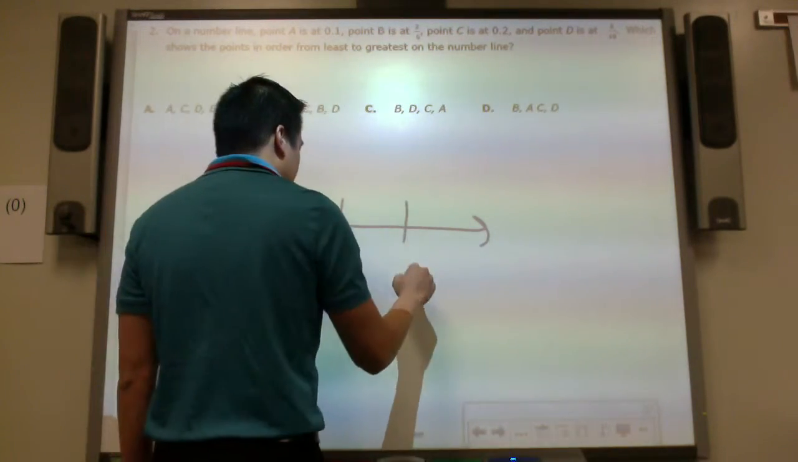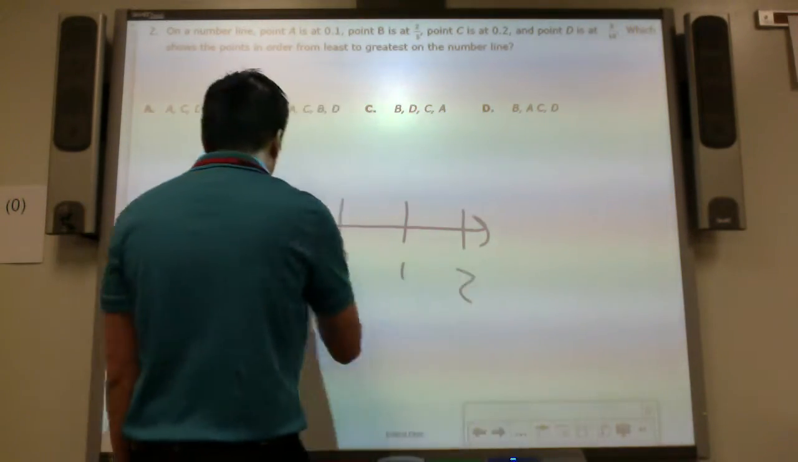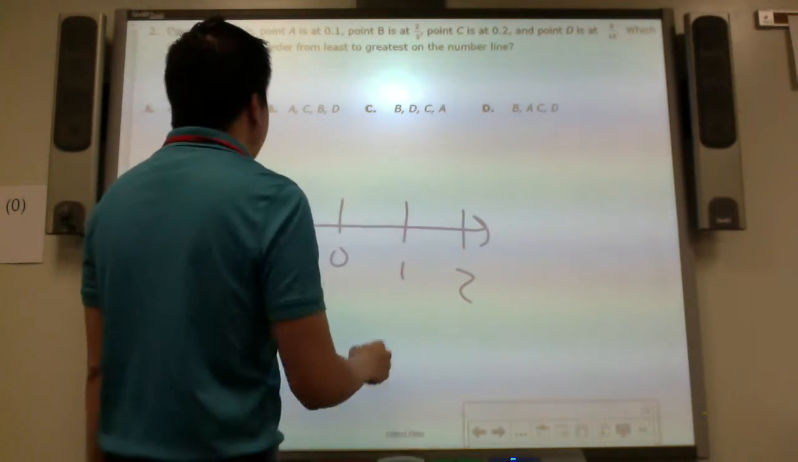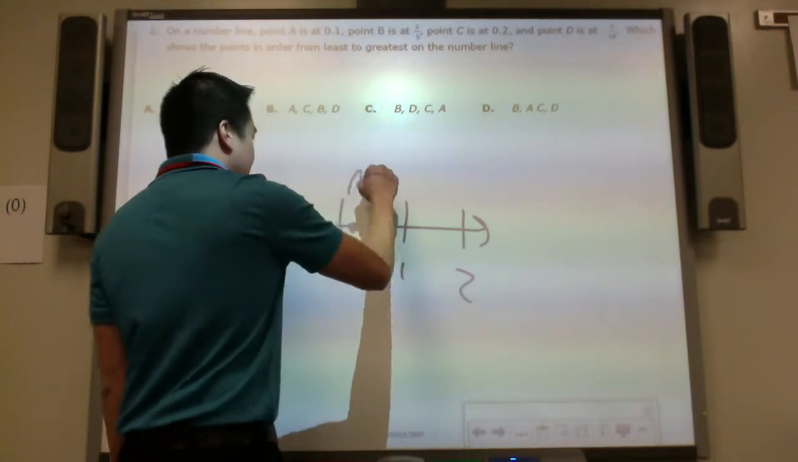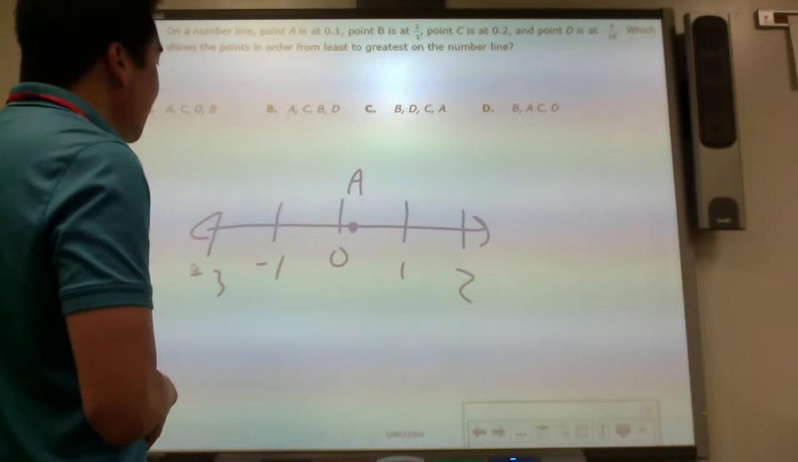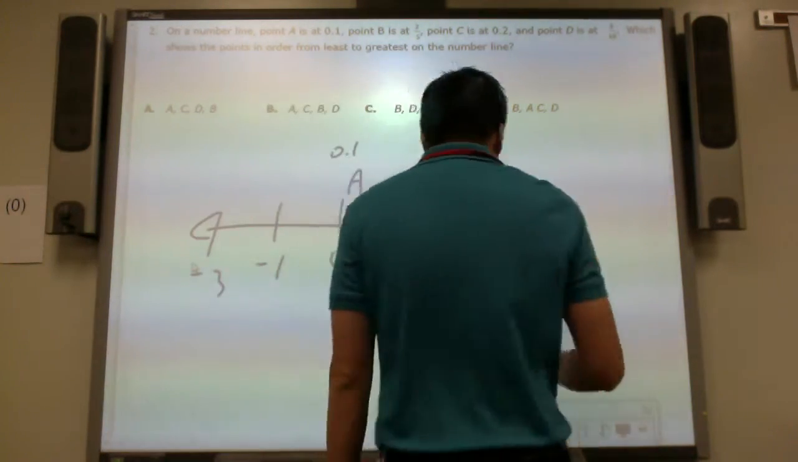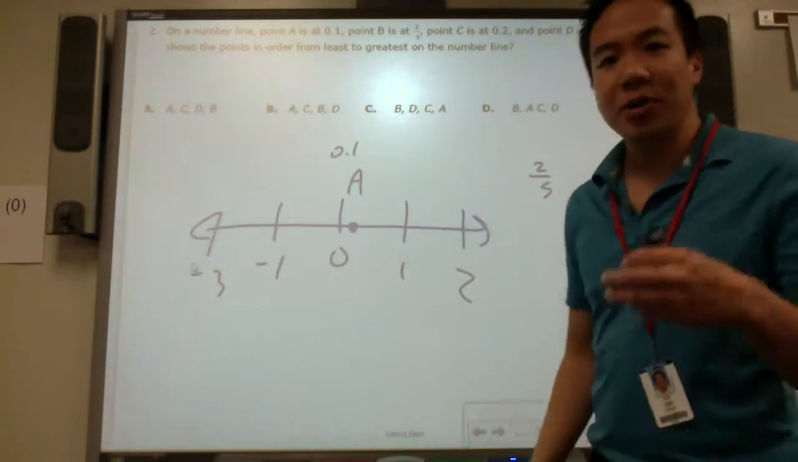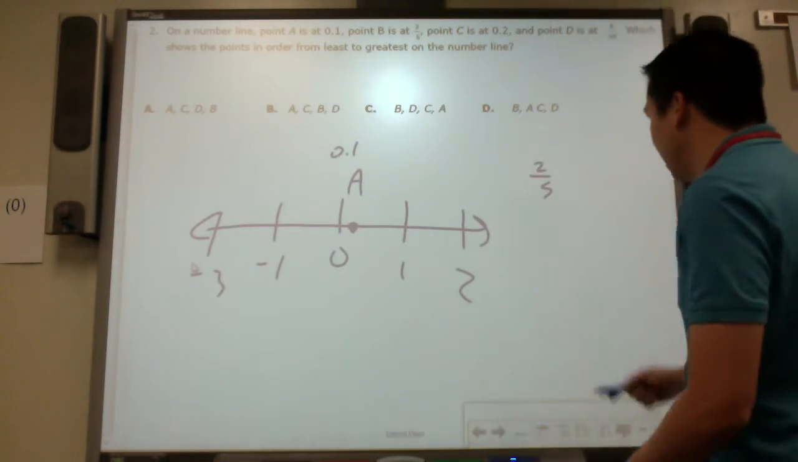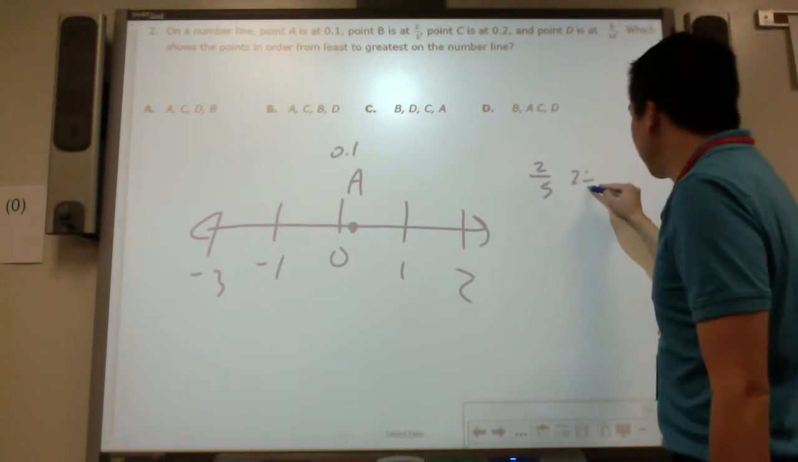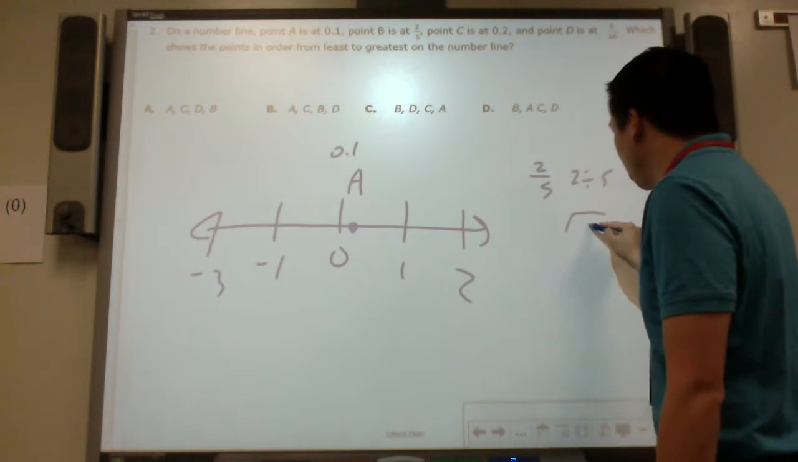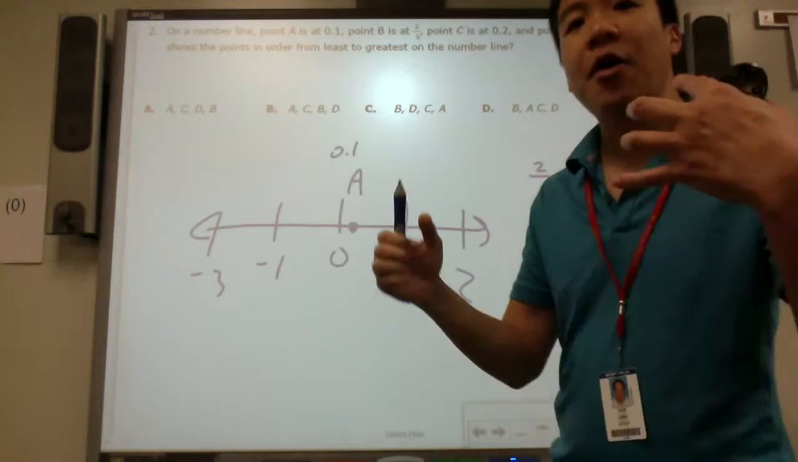so number line, let me do a number line then. Point A is at 0 and 1/10. That's right there by 0. Point B is at 2/5. So what do you remember about turning a fraction to a decimal? How do you read this? 2 divided by 5. You have 2, you're dividing it into 5 parts.